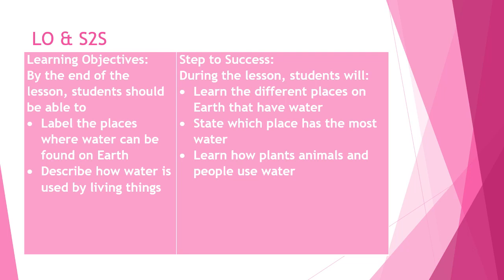So these are the learning objectives of this lesson. Your LO is you should be able to label the places where water can be found on Earth and describe how water is used by living things. Your step to success: what we'll learn during this video is the different places on Earth that have water. You'll state the place that has the most water, and you'll learn about how plants and animals and people use water.